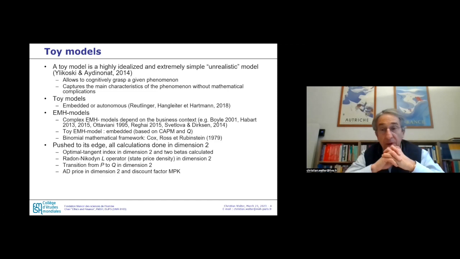Broadly speaking, there are two kinds of toy models: embedded toy models and autonomous toy models. An embedded toy model is a toy model embedded in a given known theory, for example, CAPM or risk-neutral pricing. An autonomous toy model is just a toy model which is designed outside any given theory. So what I will do in this paper is to create an embedded toy model for EMH complex models.